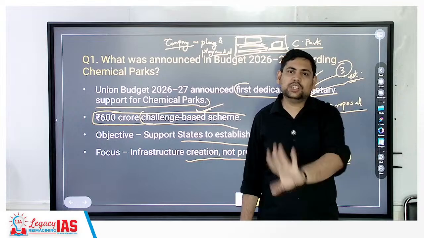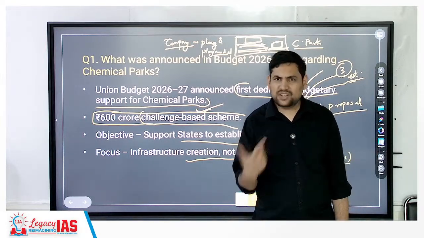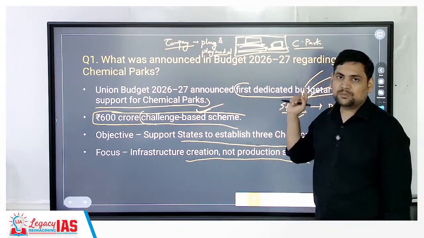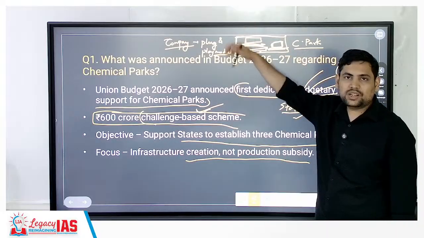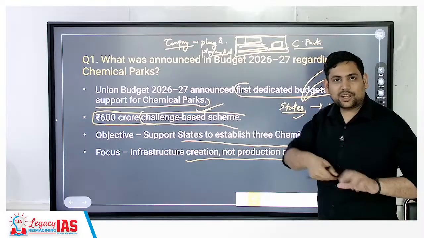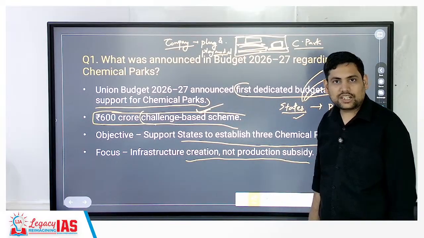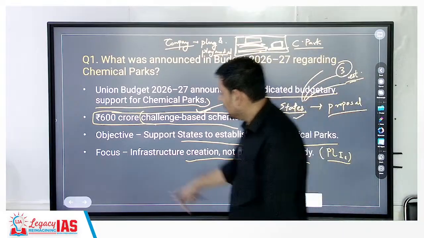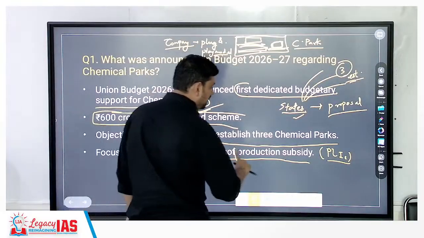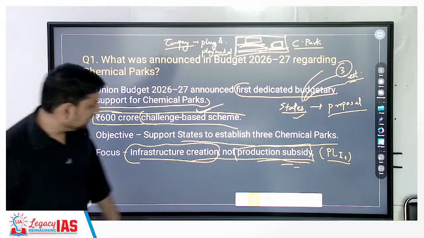Then I eventually get to my expertise, that is developing a chemical factory. It is not a very effective mechanism. This is why government develops parks where everything is done by government and you only have to do plug and play. You come there, plug it in, and you start making whatever you want to. Understood? This is what they want to develop. That is why it is written. This is about infrastructure creation, not about production subsidy. Understood? Simple.